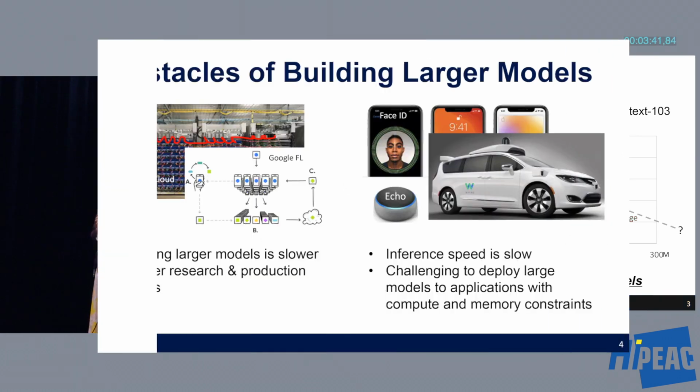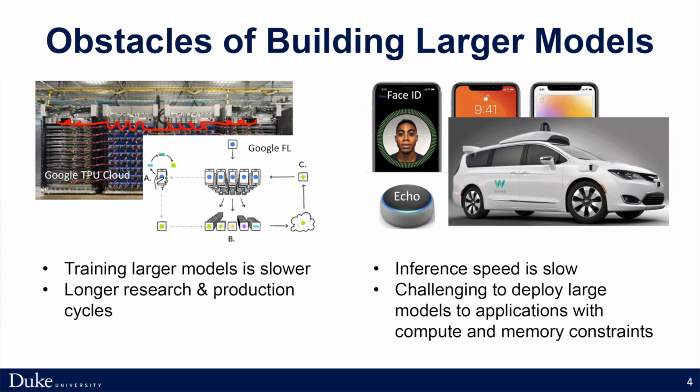From the algorithm or software side, why is this a big threat or challenge to hardware designs? First of all, as you can see, when we have larger models, training becomes extremely difficult. It takes a longer time, indicating longer research and production cycles. We're also talking about sustainability. Obviously, large model training consumes more energy, and this will definitely be an issue.